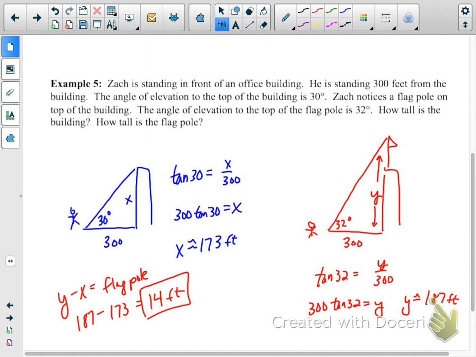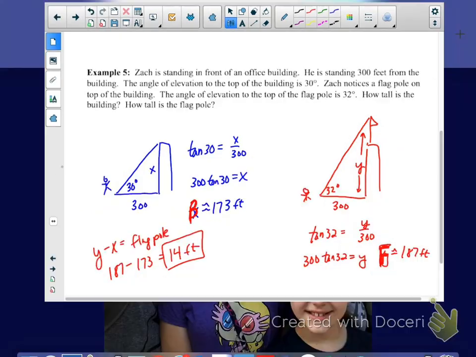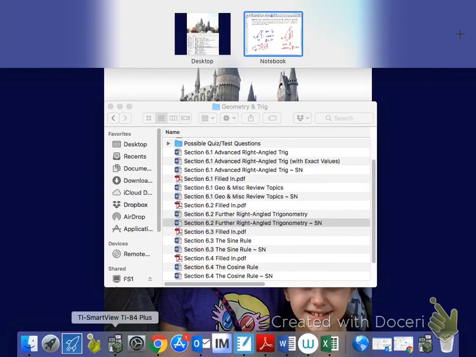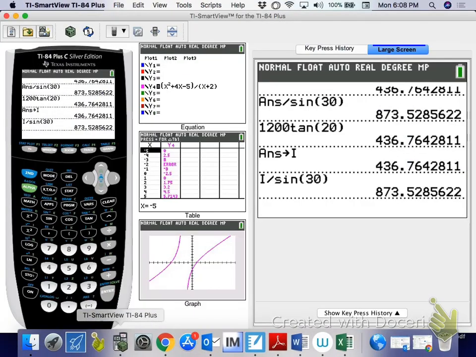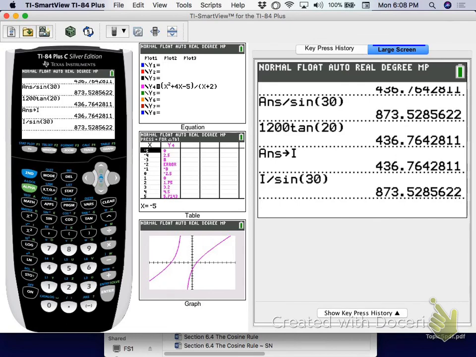Now let's actually try this in the calculator just to see what kind of difference it makes if I store these numbers instead of rounding them off and then subtracting. So I'm going to call this one B for building and F for flagpole, just because I don't want to store something as X. We use X a lot when we graph and so on. Same thing with Y, so I'd rather not store things as that.